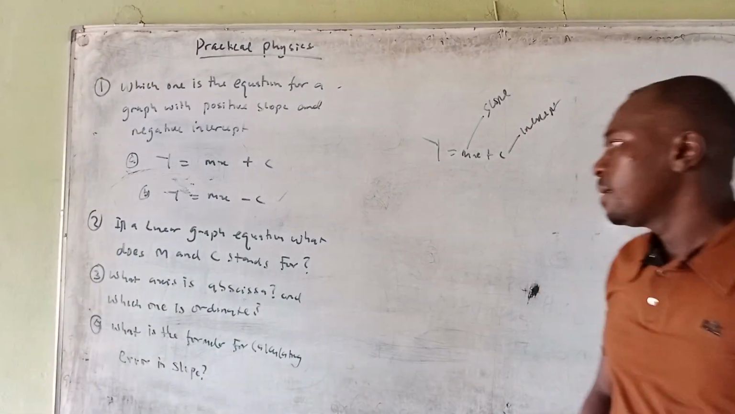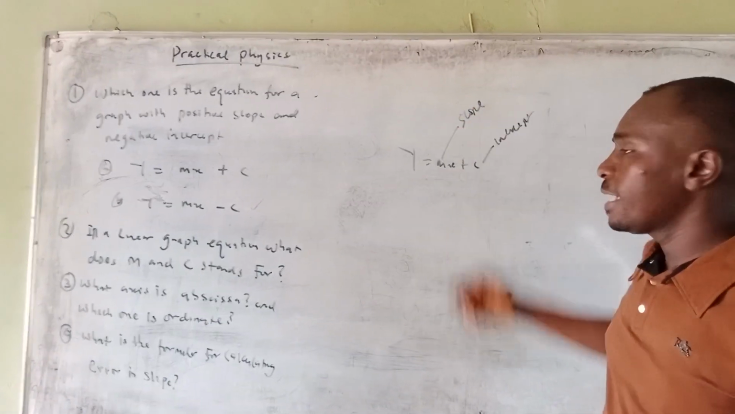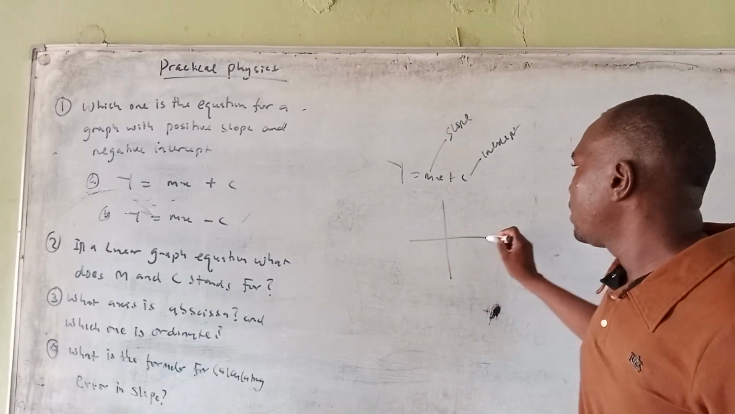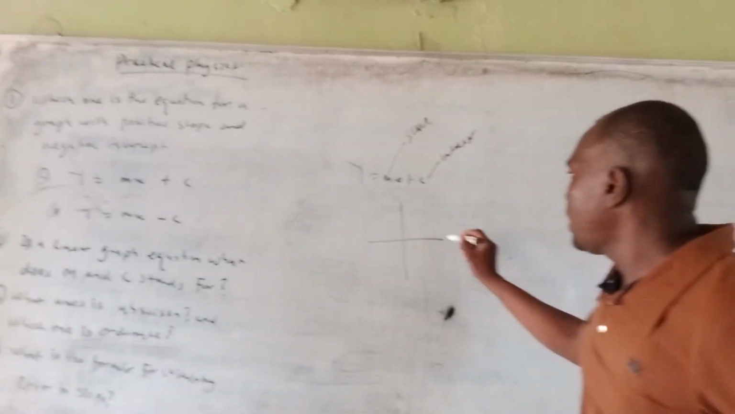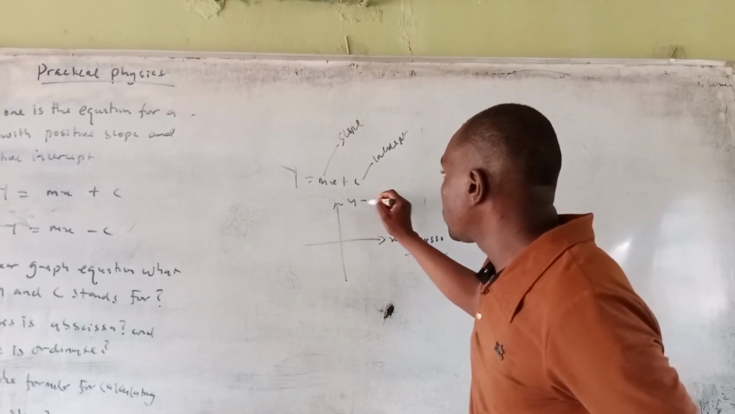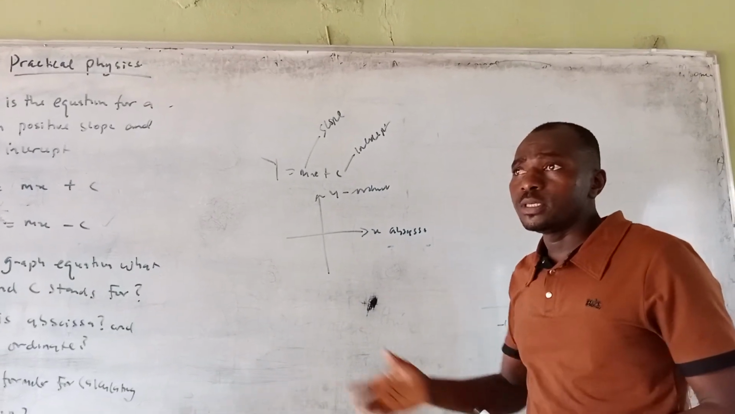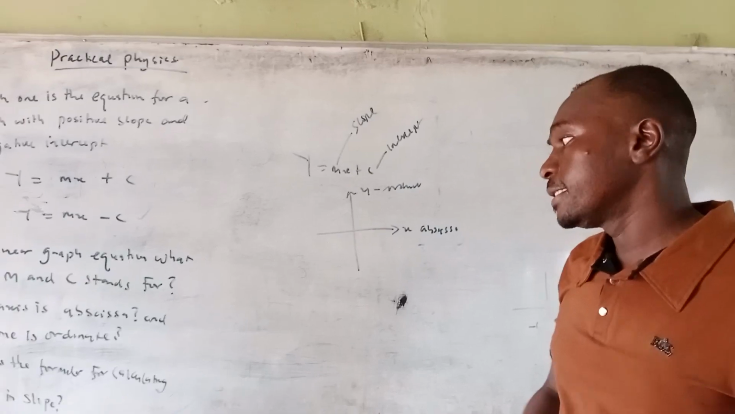What is abscissa and which one is ordinate? This is talking about your graphical axis. If you have a graph that has the y and x-axis, the x-axis is also known as abscissa, while the y-axis is called ordinate. So these are the common confusions that students experience if they don't know these things.